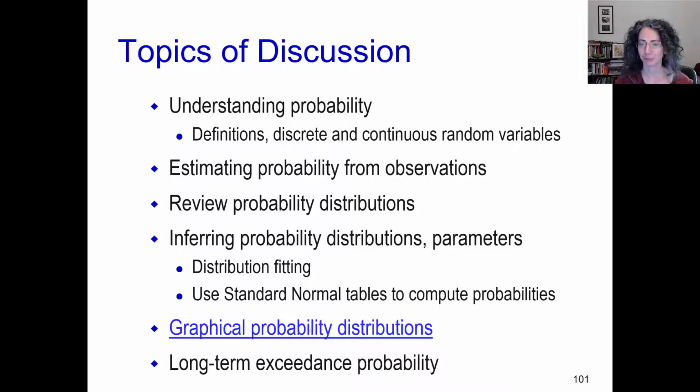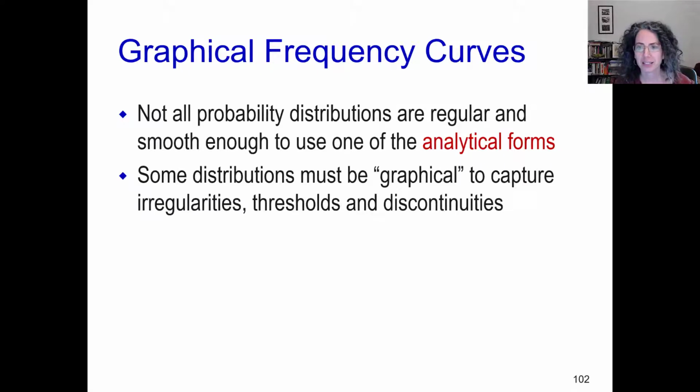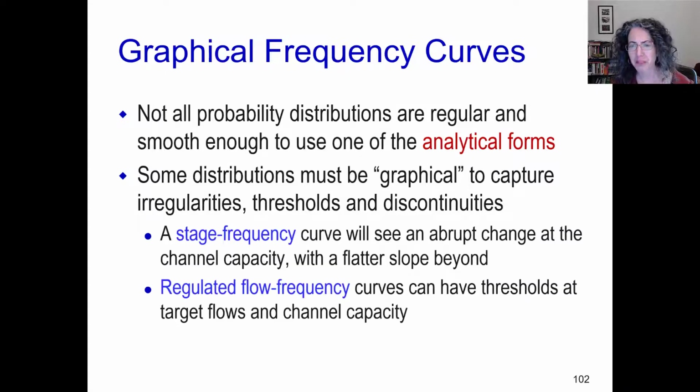We're almost finished. So graphical frequency curves. Not all random variables vary smoothly enough that they can be represented by one of the analytical probability distributions we looked at. Some distributions have to be graphical so they can capture the irregularities and some thresholds and discontinuities. Here's some examples. A stage frequency curve will see an abrupt change at the channel capacity with a flatter slope beyond as the floodplain gets wider.